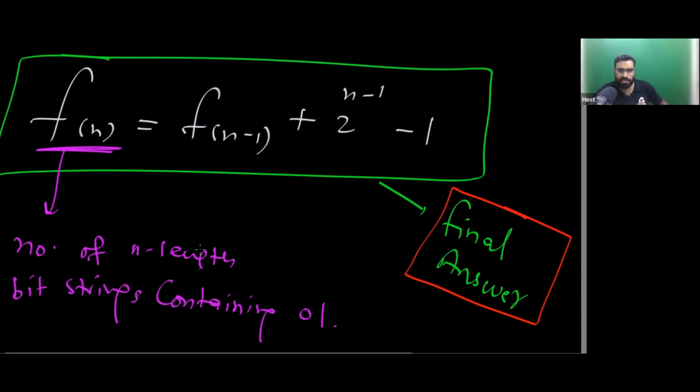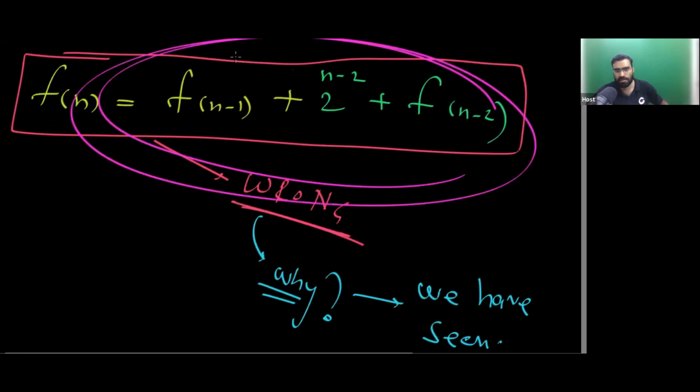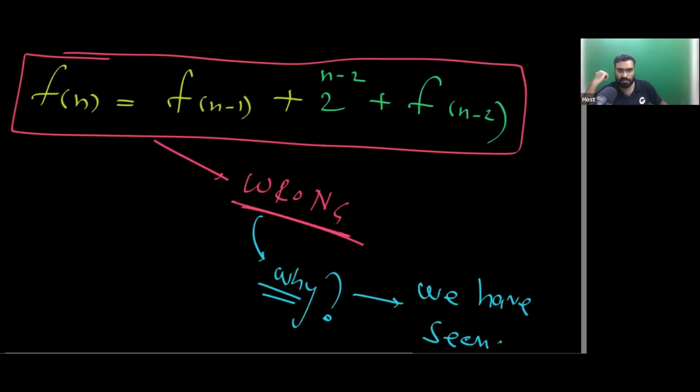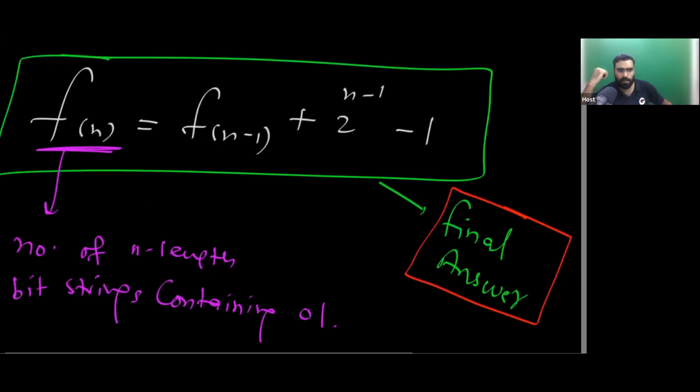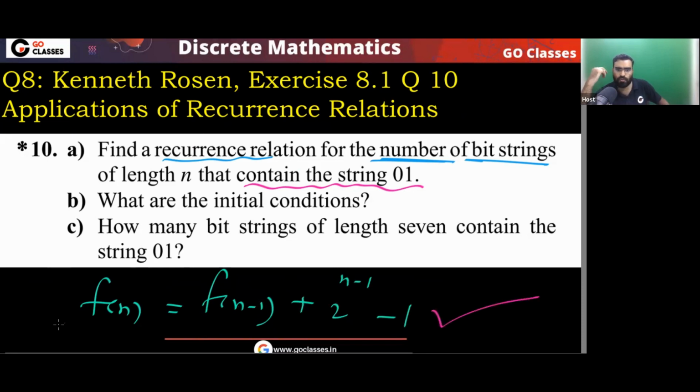This is the complete analysis of this question. I hope you understood. Very simple, but very interesting. The most interesting part is actually finding the mistake: why this is wrong. Finding the mistake is also very interesting. So, find the recurrence relation. Your answer will be Fn is equal to Fn minus 1 plus 2 power n minus 1 minus 1. This is your final answer. Okay.